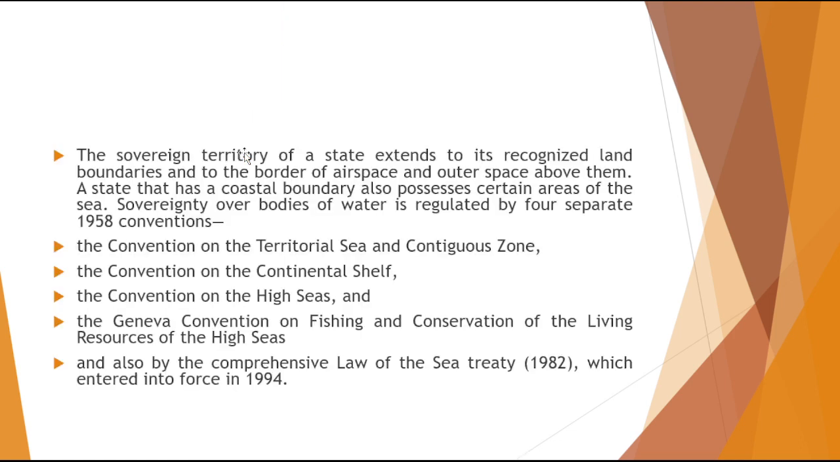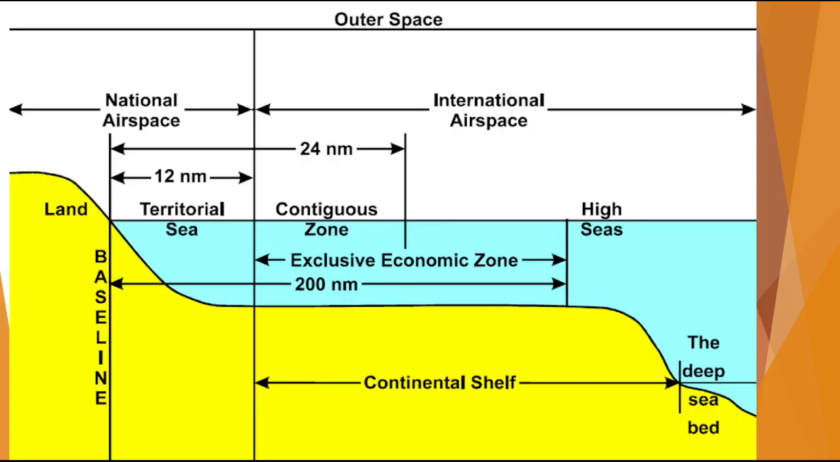The sovereign territory of a state extends to its recognized land boundaries and to the border of the airspace and outer space above them. A state that has a coastal boundary also possesses certain areas of the sea, over which it has complete sovereignty. These areas are the territorial sea.